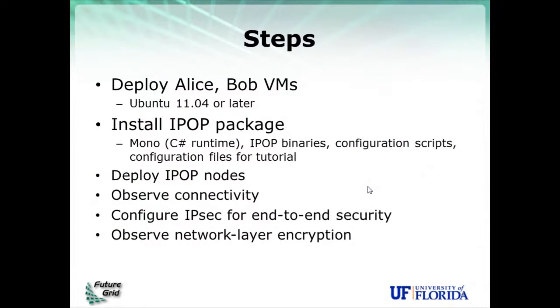So the steps will be, you're going to deploy the Alice and Bob VMs. You're going to install an IPOP package, so that requires you to have the C# runtime mono in Linux, the IPOP binaries and configuration scripts and configuration files that have been set up to facilitate this tutorial. Then you're going to deploy IPOP nodes on these machines, observe that they connect, and you can later install and configure IPsec, so you can have end-to-end security, and then you can observe security at work by looking at the encrypted packets that are coming through the virtual network.